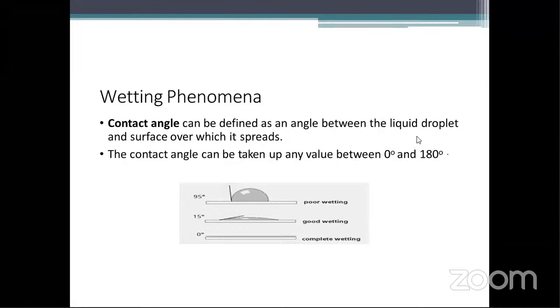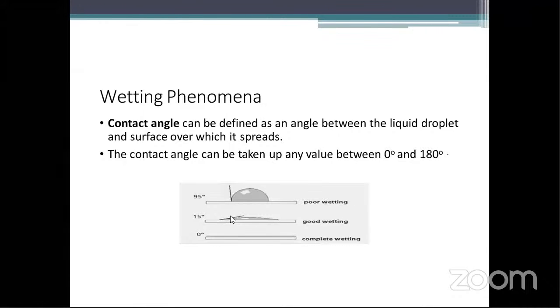The angle between the liquid droplet and the surface over which it spread. This is the surface, this is the liquid drop. The angle in between the surface of the liquid and the surface on which it spread, that is known as contact angle.